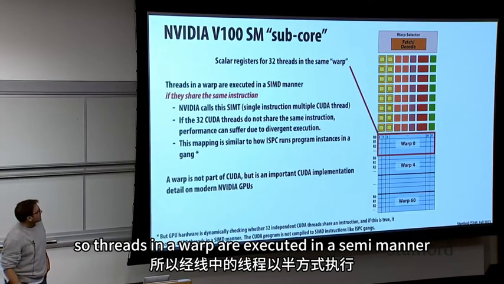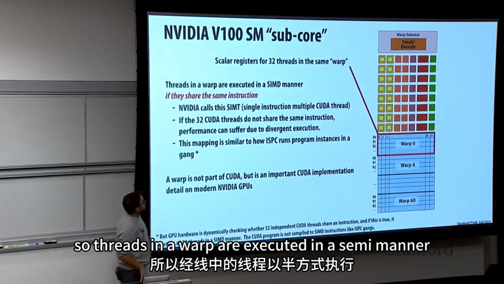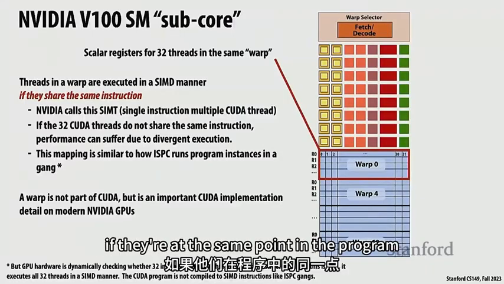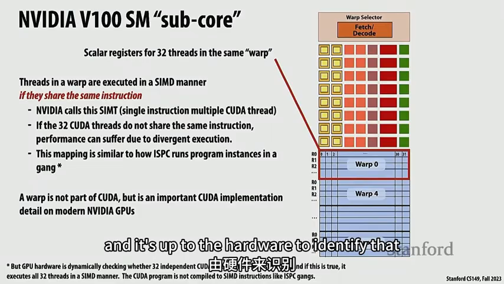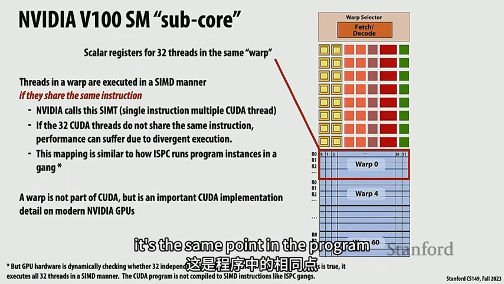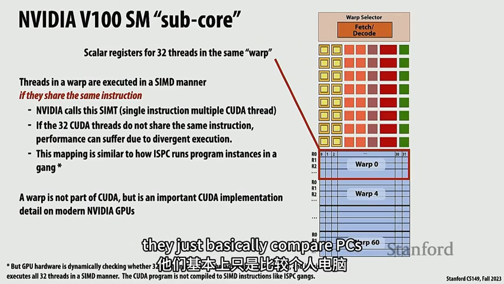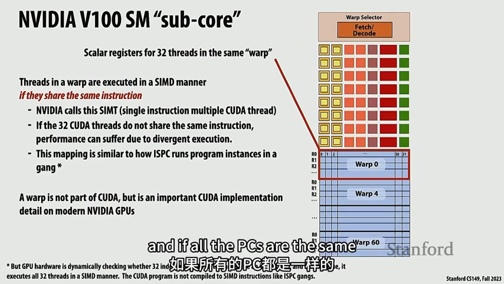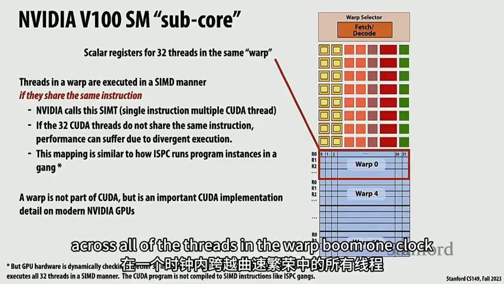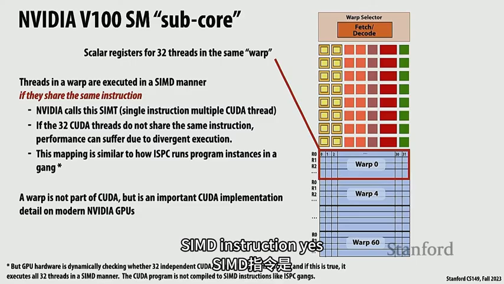Okay. So threads in a warp are executed in a SIMD manner if they're at the same point in the program. And it's up to the hardware to identify that it's the same point in the program. They just basically compare PCs, and if all the PCs are the same across all of the threads in the warp, boom, 1 clock SIMD instruction.